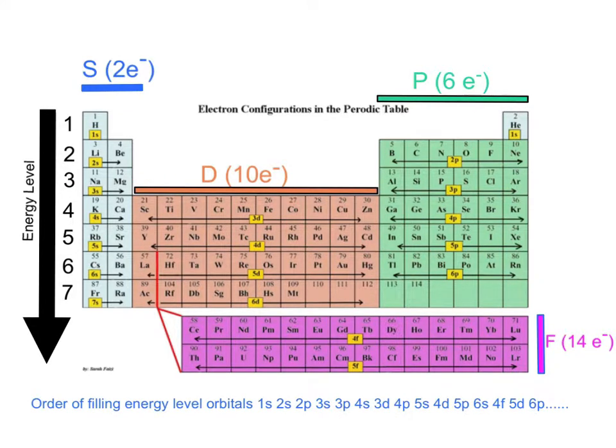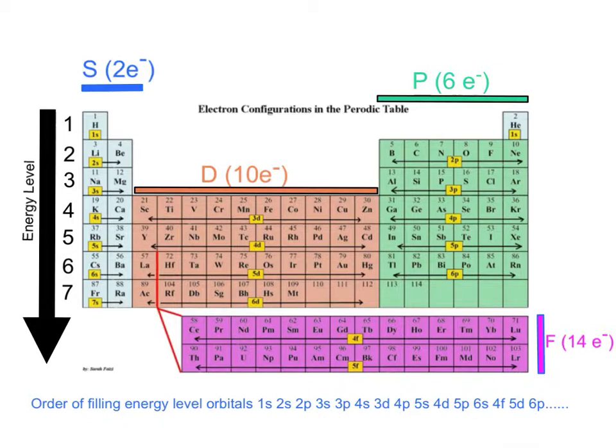It doesn't work that way, because what happens is there is an energy overlap between the third and the fourth energy level bands, and the 4s electrons are lower in energy than the 3d electrons. The 3d electrons being the highest level electrons in the third energy level. So they overlap a little bit.